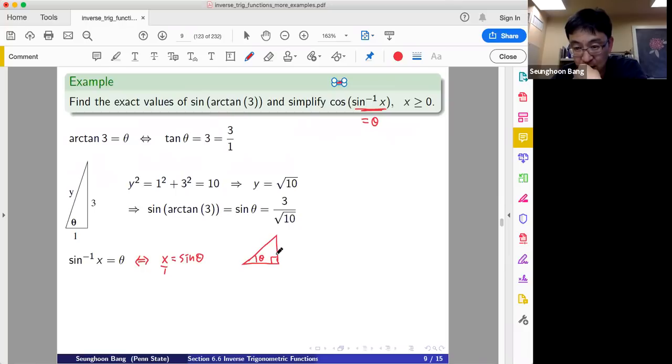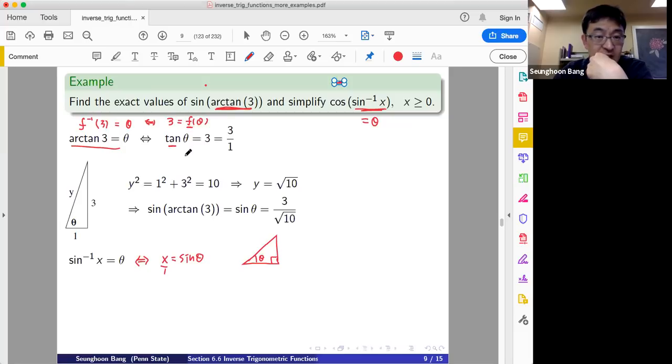How can you know tangent theta equals 3? Just here, the arctangent of 3 is theta. You can use the definition. Arctangent of 3 is exactly the inverse function: arctangent of 3 equals theta. So what's the relation between f and the inverse function? Change it: 3 equals f of theta. The function f is tangent. This is the reason you can use this kind of thing. Is that good?